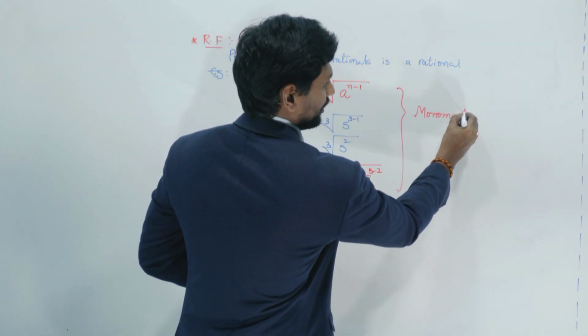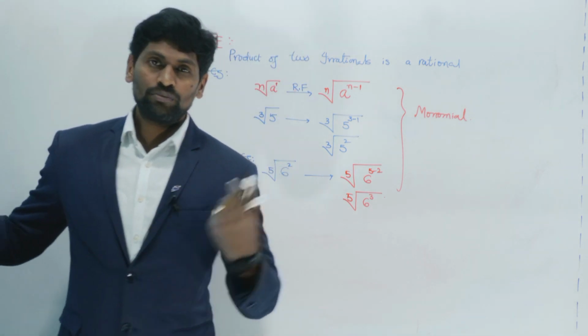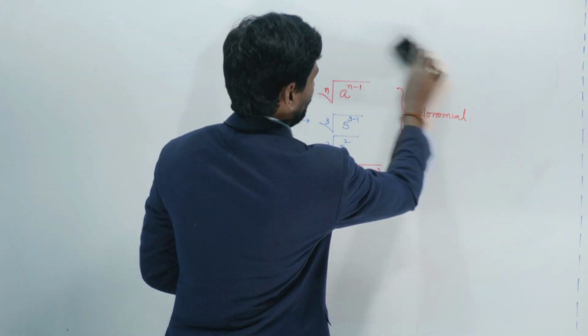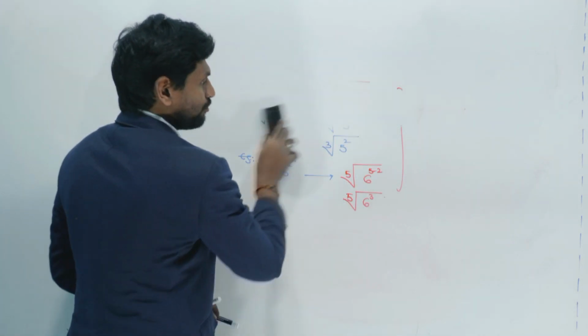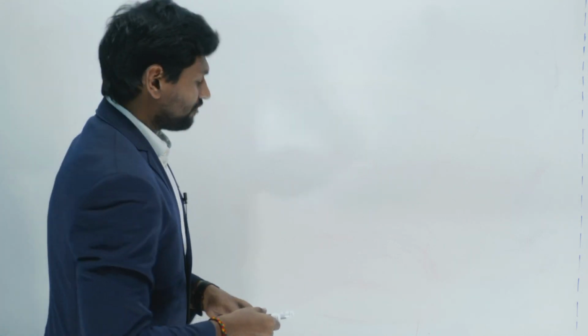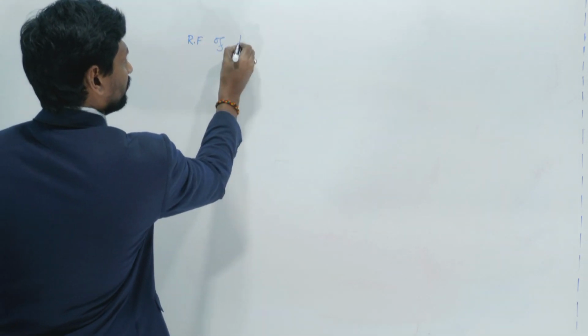But what about binomials? While you are observing, binomials can be in the form of root a plus root b, or a plus root b, a minus root b, any one of the formats. So let us see the rationalizing factor of binomial.